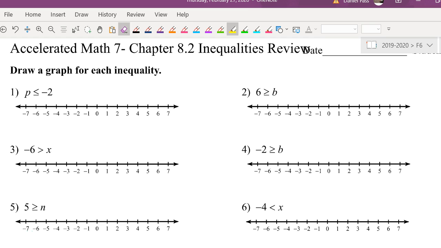8.2, here we go. Now the way I like to think about my inequalities is floor, pointy left, open, right, floor. Now who likes to use floor in here?